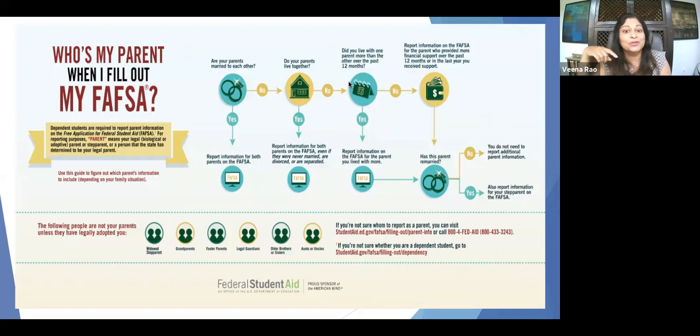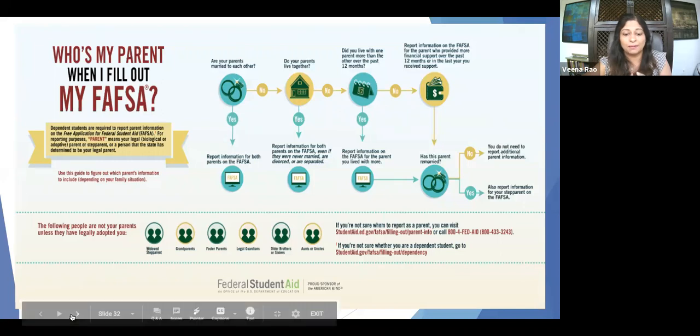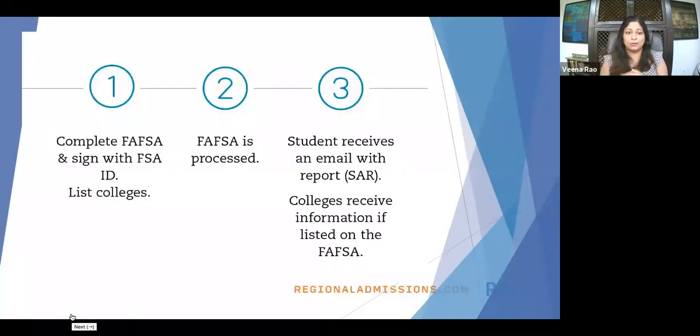But remember that you still have to report the financial support that you've gotten from the other parent in this particular application. And then if your parent has remarried, then your stepparent's information also comes into the FAFSA itself. But take a look at all of this information on the FAFSA website to understand how it works.